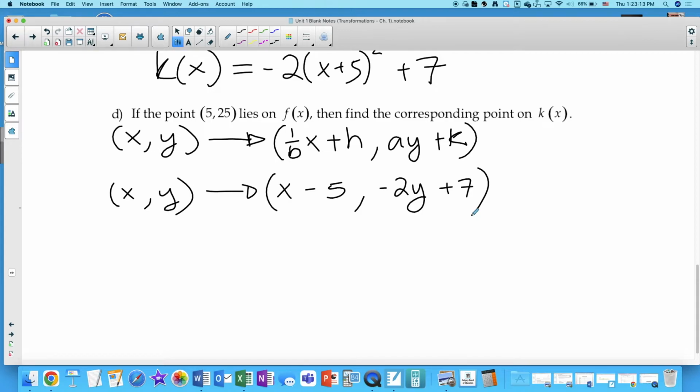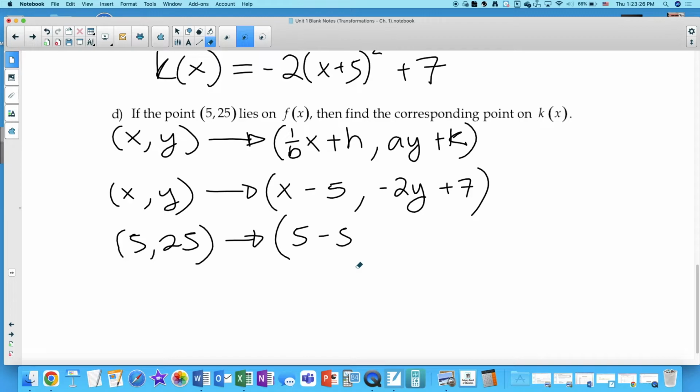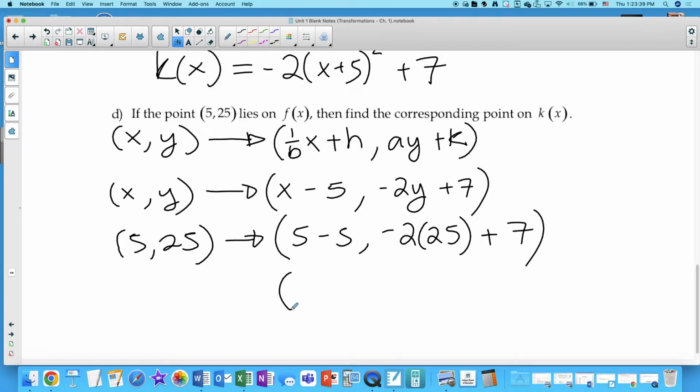Okay, so this point, (5, 25), will become 5 minus 5, and -2 times 25 plus 7. You guys all okay over there? Yeah? Okay. So that's 5 minus 5 is 0. This is -50 plus 7 is -43.